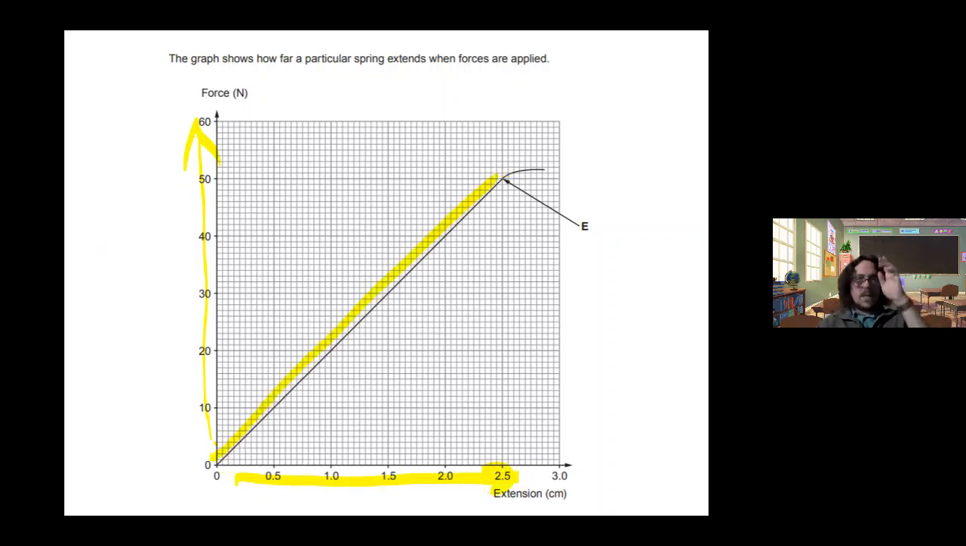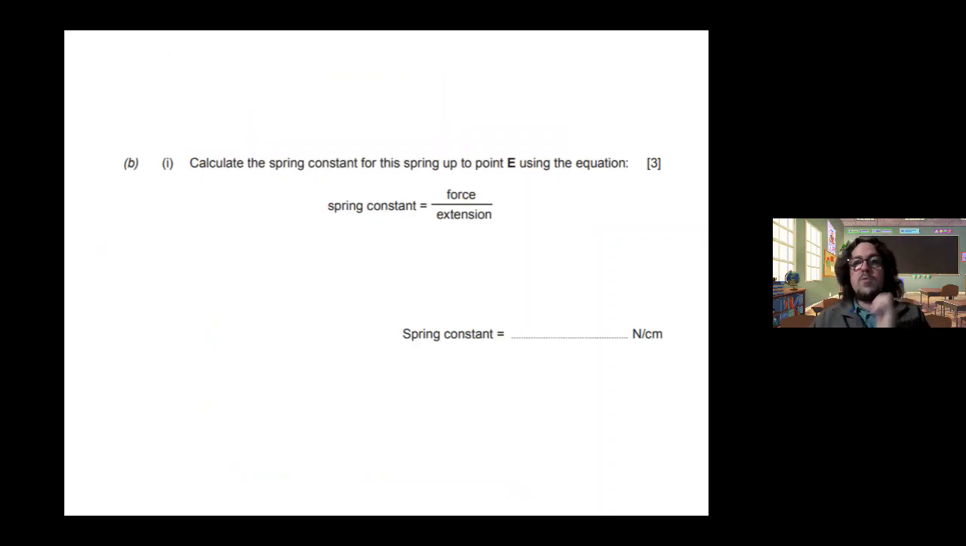All right, up to point E. Calculate the spring constant. Mr. Ridd always gets his students to highlight things which are important in questions, okay? Calculate the spring constant of this spring up to point E using this equation. Look, they give it to you. That's a dream, isn't it? They're giving you the equation.